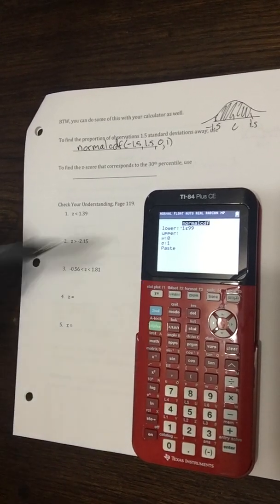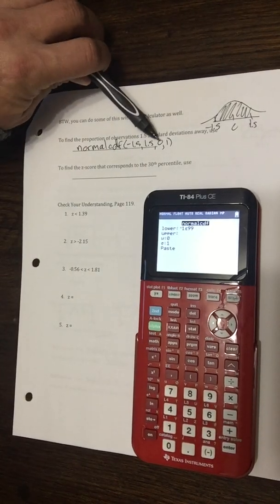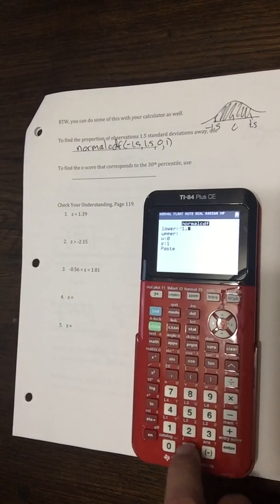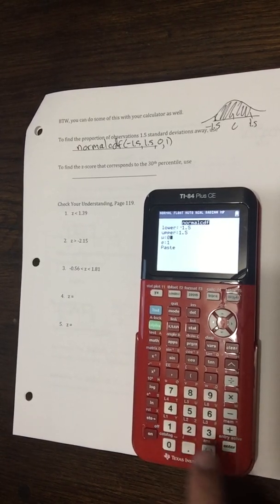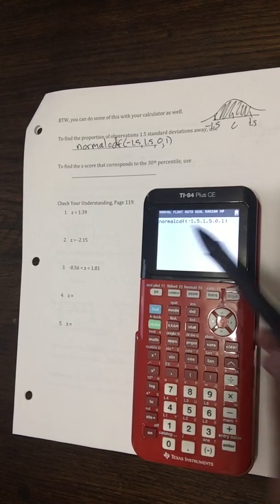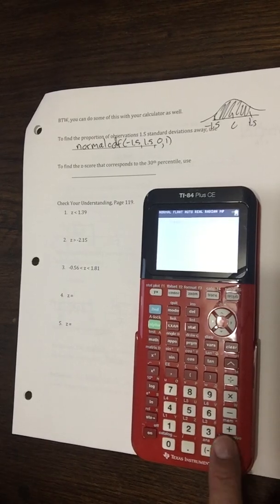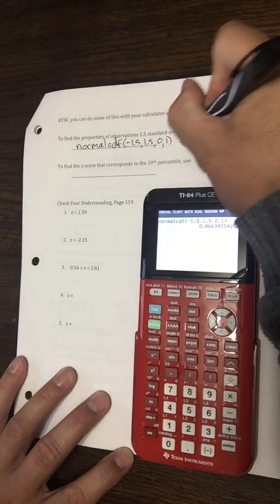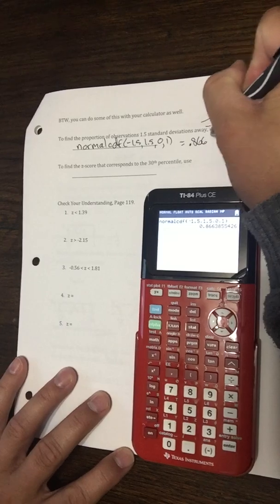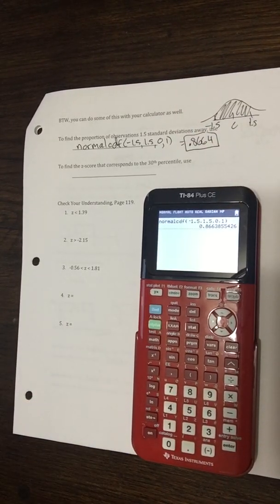For us, it says lower, upper, mean, and standard deviation. Lower, upper, mean, standard deviation. So I go negative 1.5, 1.5, 0 is my mean, 1 is my standard deviation. Now those of you who don't have the drop-down menu, that's what it should look like when you go to hit enter. I hit enter and it tells me it's 0.8664.